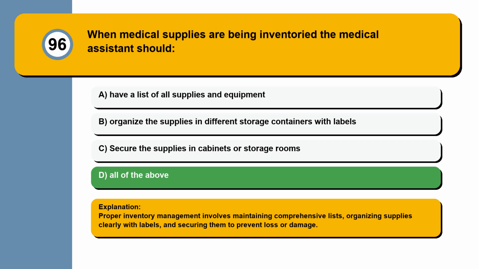Explanation. Proper inventory management involves maintaining comprehensive lists, organizing supplies clearly with labels, and securing them to prevent loss or damage.